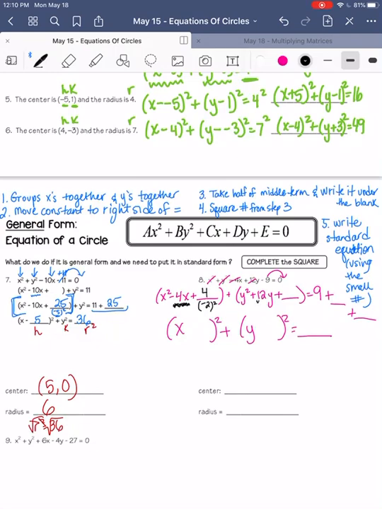Okay, then we're going to take half of this middle number as well. We're going to do the process again. Half of 12 is 6, and then 6 squared is 36.